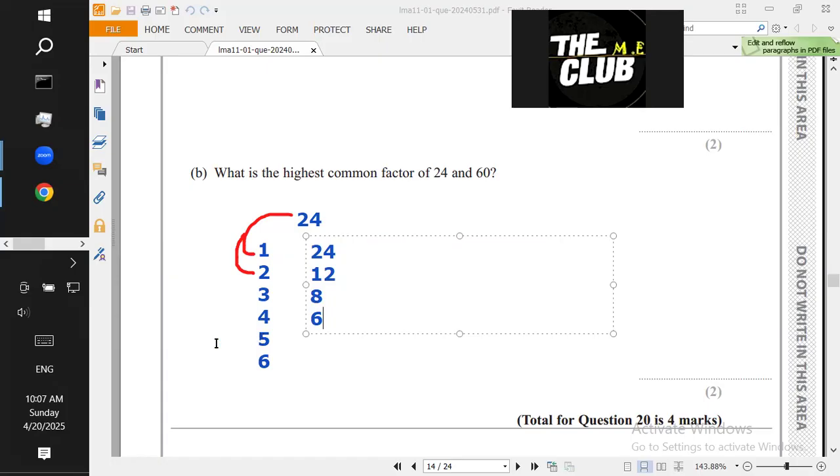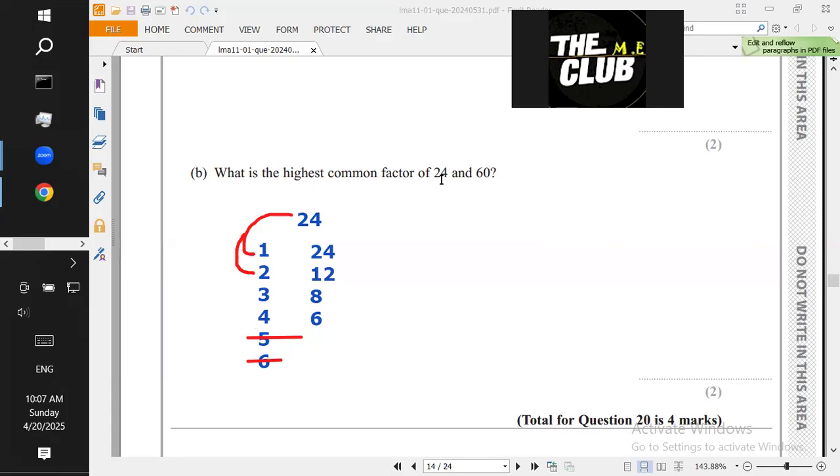And then can I use the 5 with the 24? I can't. And the 6 is already used here, so it's repeated, so I don't have to use it again. This means that these are the factors of 24. So 24 comes from multiplying 1 by 24, 2 by 12, 3 by 8, and 4 by 6.